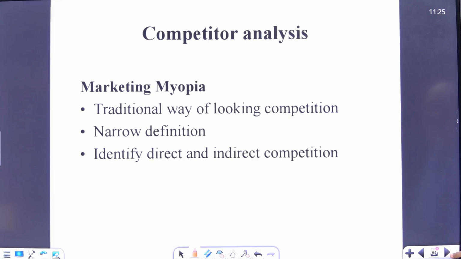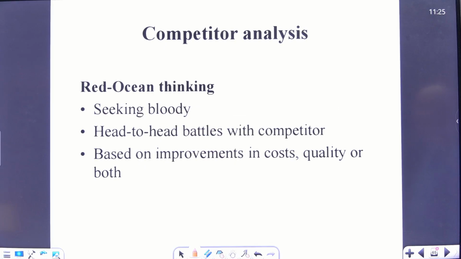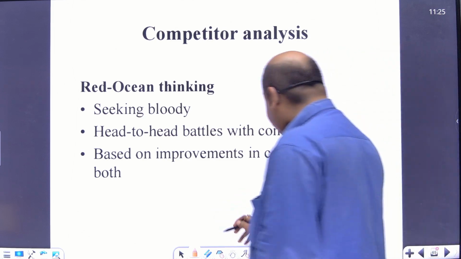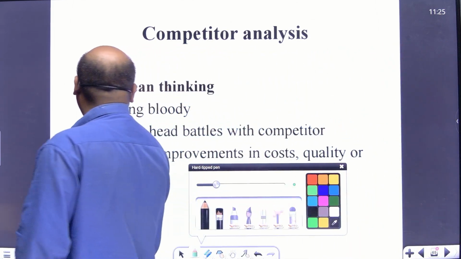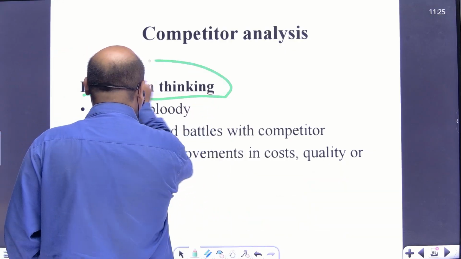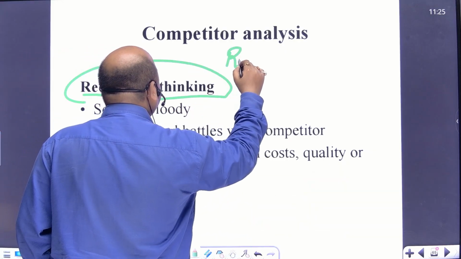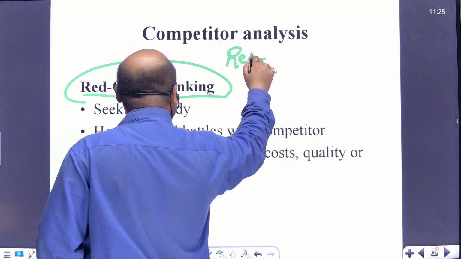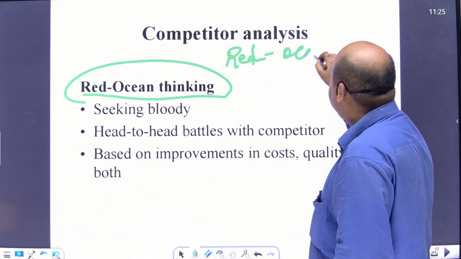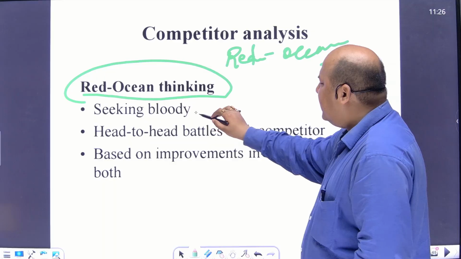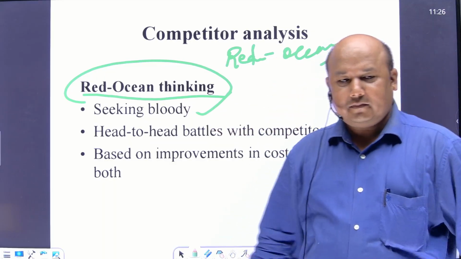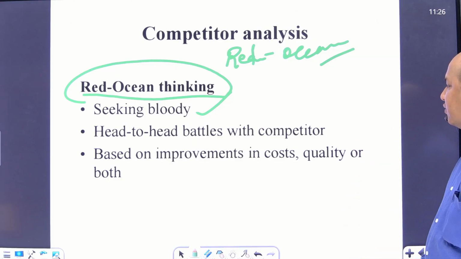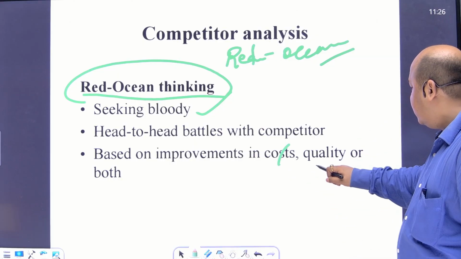Marketing myopia is the traditional way of looking at competition, with a narrow definition, identifying direct and indirect competition. Red ocean thinking, now this is important, my dear friends. What is red ocean thinking? It is also called red ocean strategy: seeking a bloody head-to-head battle, where every company fights head to head. Cutthroat competition based on improving cost, quality, or both.